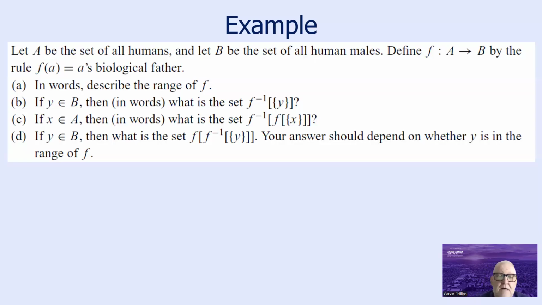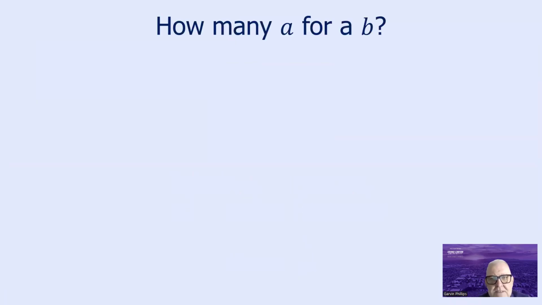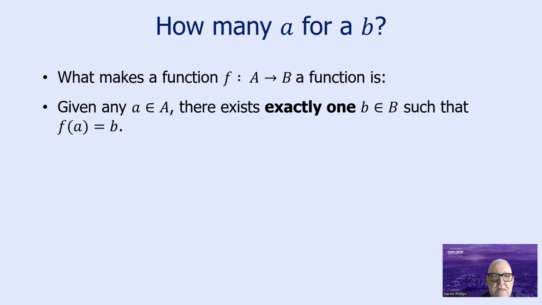Let's continue this a little bit farther. We're going to talk about injective, surjective, and bijective. Again, I've given you quite a few answers to some of these as we've moved along, but not every one of them. How many A for a B? So what makes a function from A to B? A function is: given any A, there exists exactly one element in B such that f of A equals B.